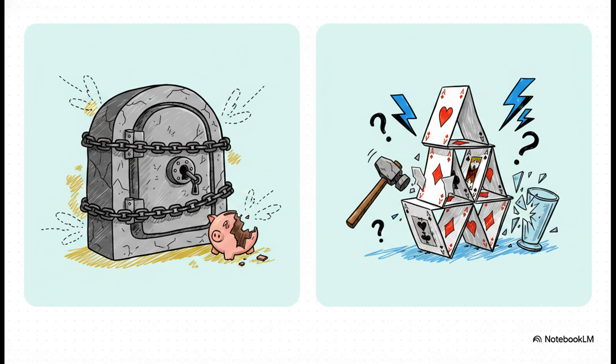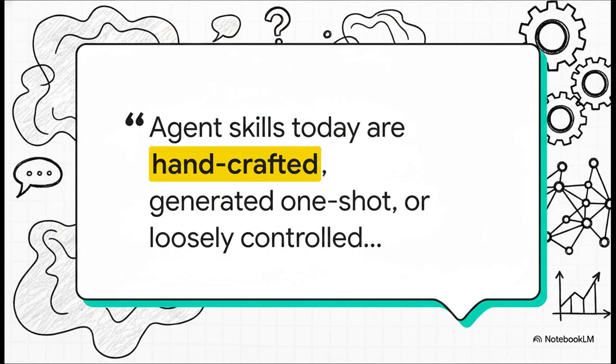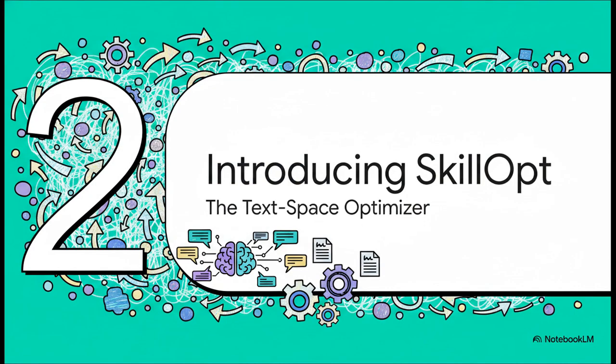It's highly unstable. As the source material so perfectly points out, none of our current methods for writing agent skills actually possess the mathematical rigor or reproducibility of a true deep learning optimizer. Right now, we basically just rewrite a prompt and cross our fingers hoping it works better. We really need a way to bring the strict discipline of machine learning directly into the text space. Which brings us to Section 2, introducing SkillOpt, the text space optimizer.